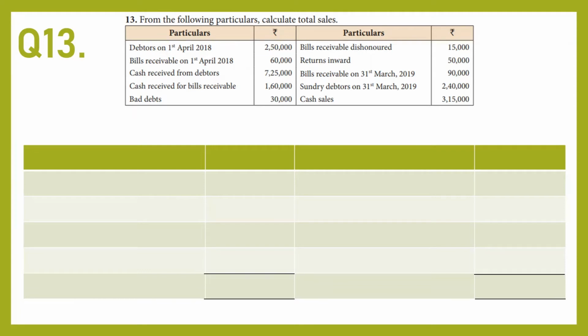Okay, so you need to be clear what is the opening date here, or the opening period is 1st April 2018, and the closing period is 31st March 2019. So in order to compute the total sales here, you need to prepare two accounts. One is the bills receivable account, which we will first prepare, and then you need to prepare the debtors account. Okay, so let us see how we will do step by step. So we'll start with the bills receivable account.